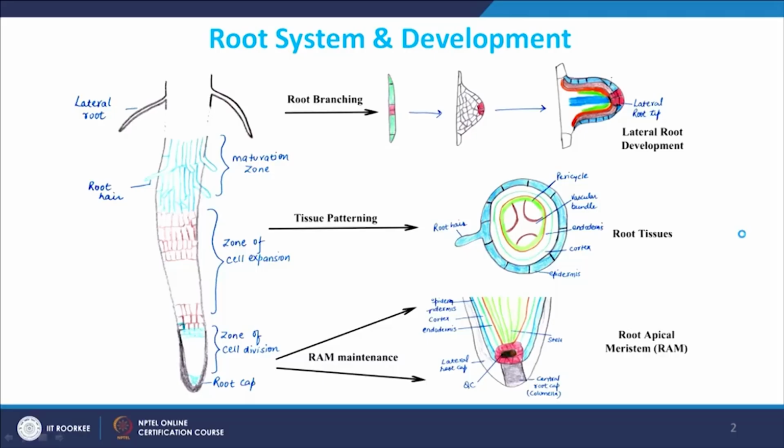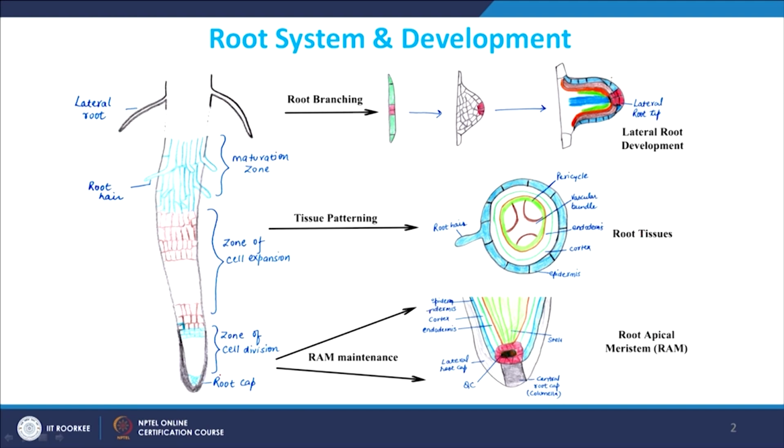In last class we started studying root development, so we will continue that. This slide you would have already seen in the previous lectures. It is just to remind you that there are three major steps during the process of root development: the root apical meristem, tissue patterning and root branching, which is basically lateral root development.